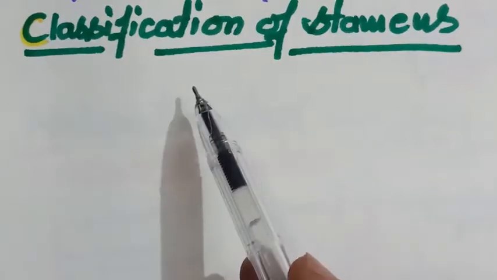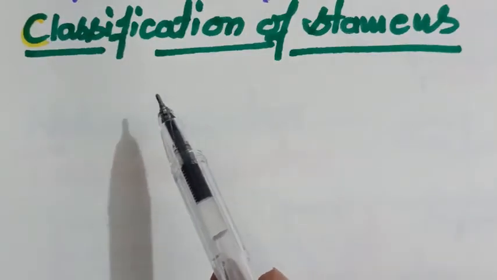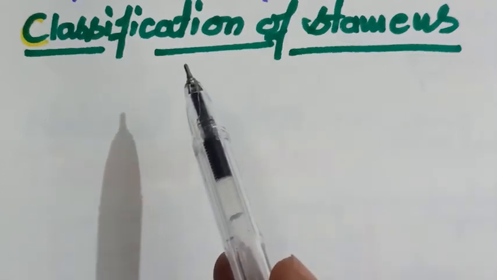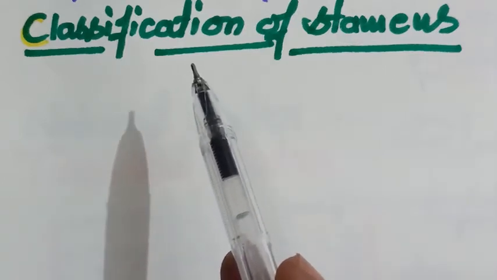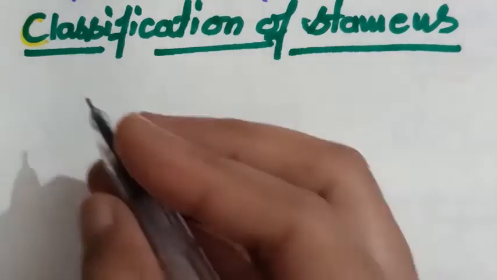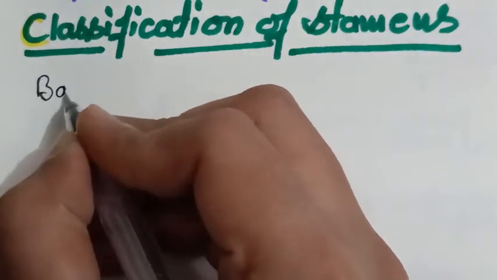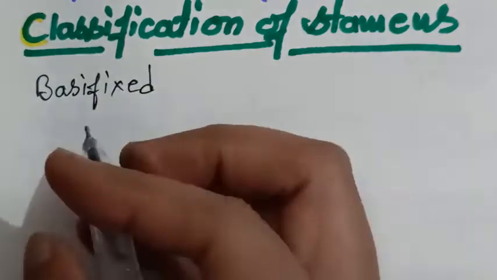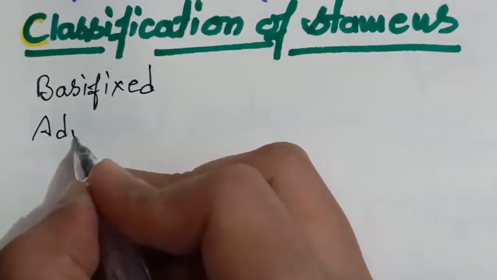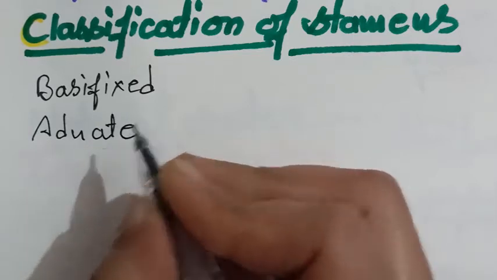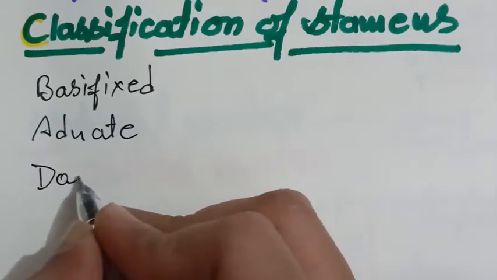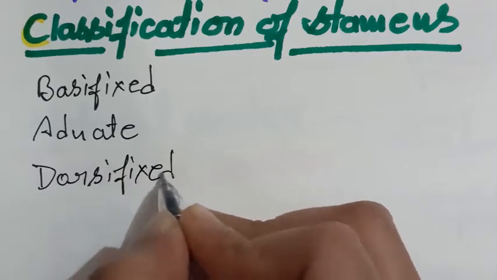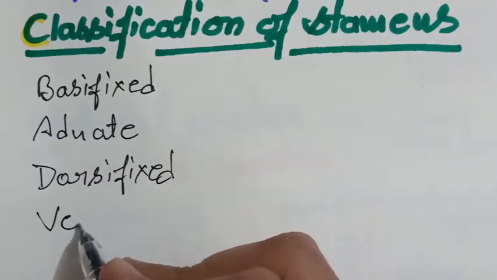Hello student, in this video I am going to start the explanation of classification of stamens. Filaments are attached in different manners with the anther and accordingly they are classified into basifixed, next one adnate, dorsifixed, and then last one is versatile.